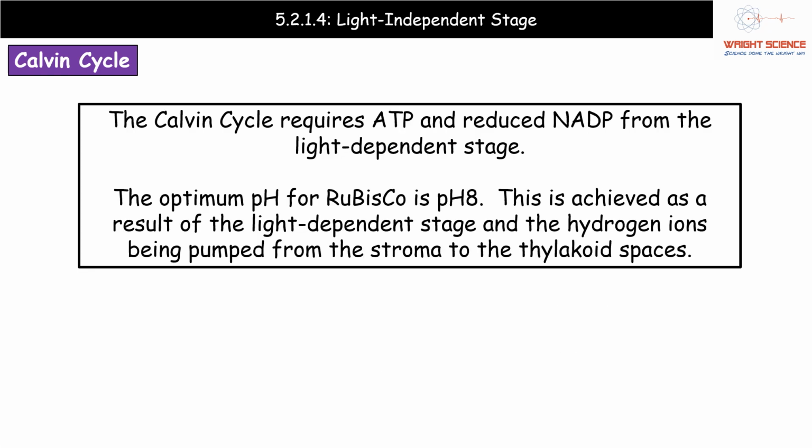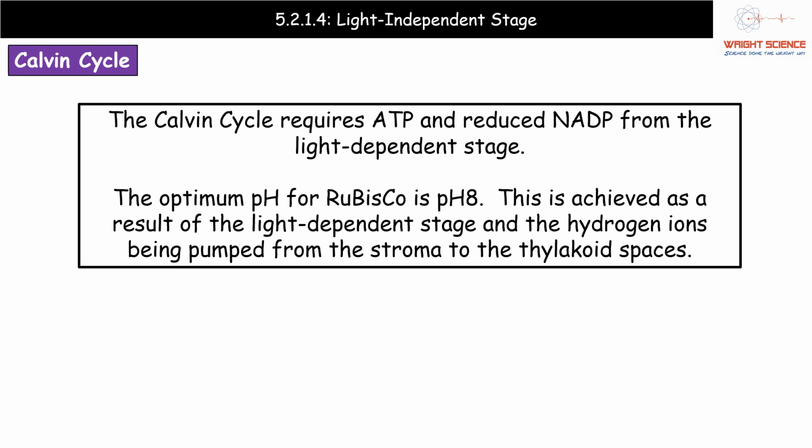As we said at the start of this video, the Calvin cycle is in the light independent stage. It doesn't need light directly to function. However, without light, this all grinds to a halt very quickly, for the simple fact that the Calvin cycle requires ATP and reduced NADP, which are products of the light dependent stage. So if we don't have light, we won't have the light dependent stage, we won't be forming ATP and reduced NADP, which means that we won't then be able to run the Calvin cycle. We'll run out of those 2 things very quickly.